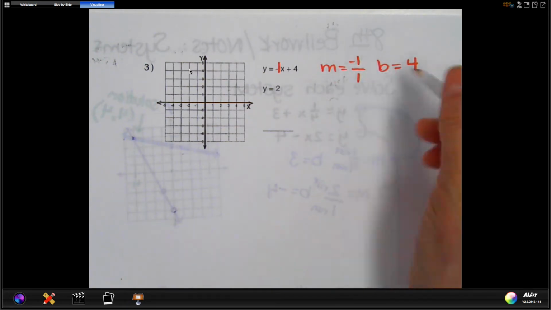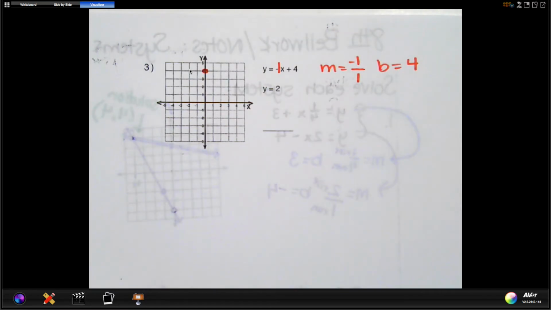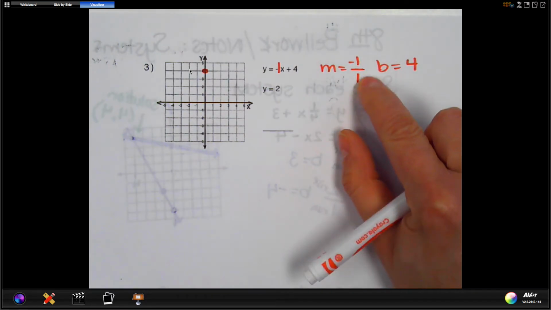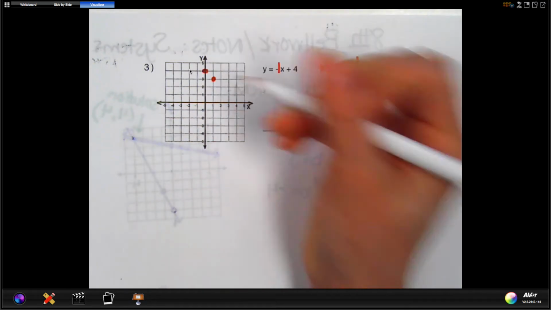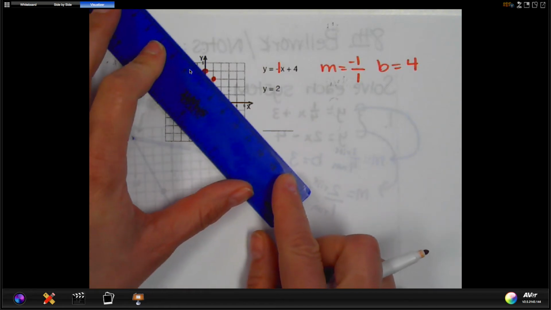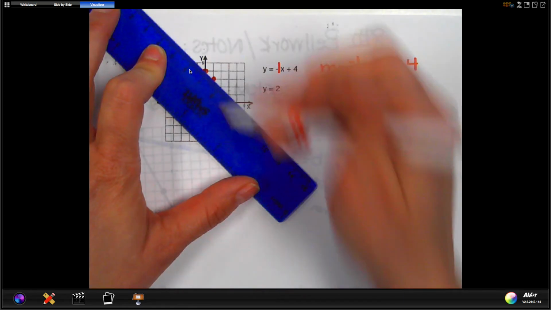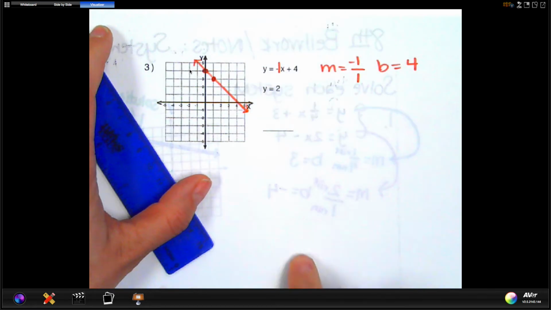Okay, so let's go ahead and start at 4. Put a dot on the graph. And then our rise is negative 1 over 1, so we're going to go down 1 and right 1 for our rise and our run. And we're going to take our ruler and go all the way through the graph. Okay, there we go. There's our first one.